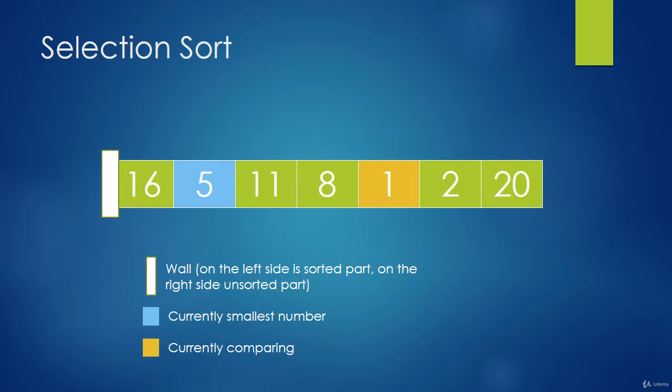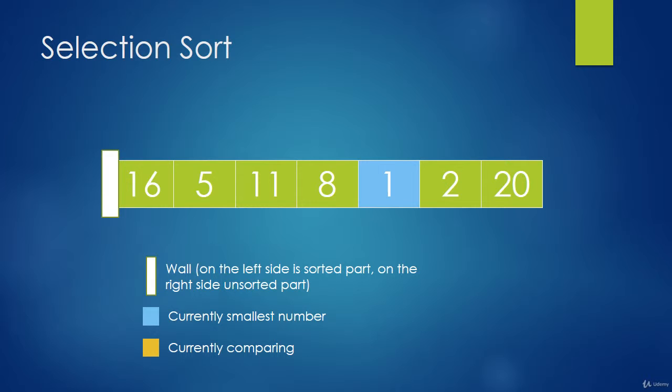We compare 5 and 1, and see that 5 is bigger, so we mark 1 as smallest and continue towards the end. We compare 1 and 2. Obviously, 1 is smaller, so we move on. And compare 1 and 20. Once again, 1 is smaller. We have reached the end. So we have found the smallest number in our unsorted part.